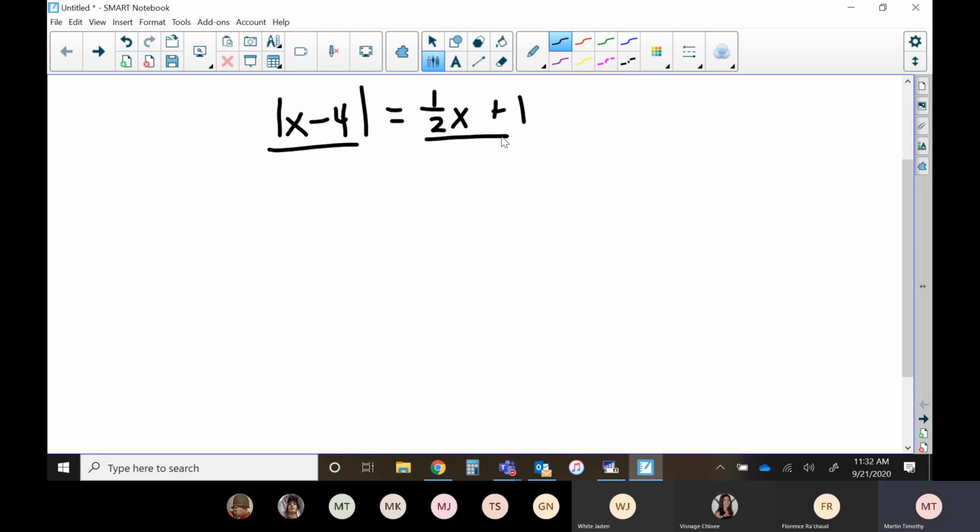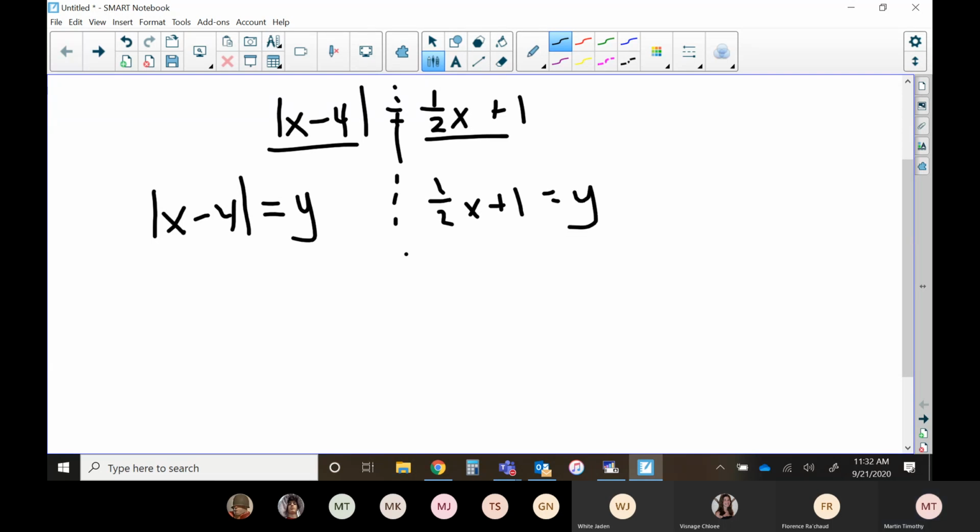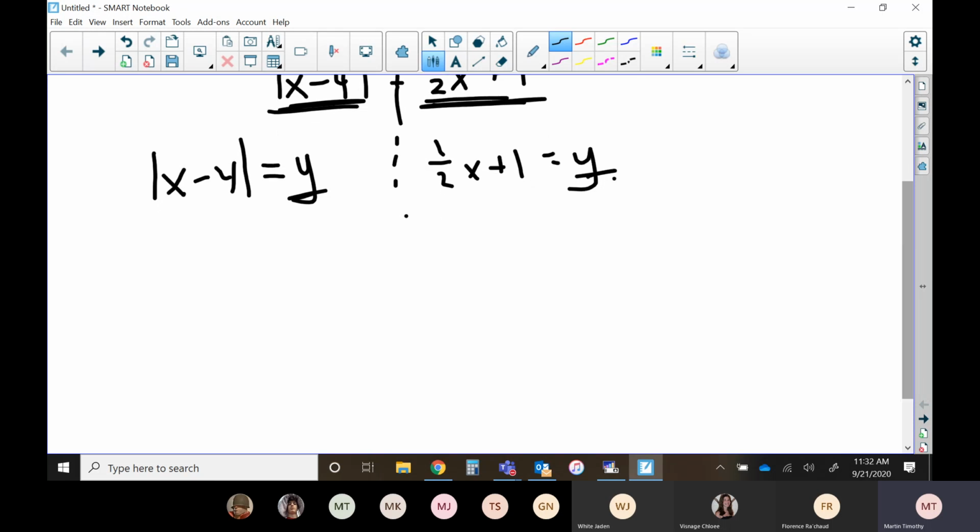What I'm going to do is I'm going to kind of split them, and I'm going to say, you know what? Let's graph the absolute value of x minus 4 equaling y. And let's graph 1/2 x plus 1 equaling y. And since we want these two things to be equal, we're going to look for their intersection because that's where their y's are the same. Do you understand what I'm just saying right there? So we're going to look for their intersection. So first, let's graph this guy.